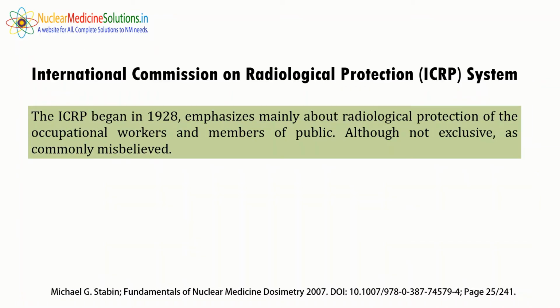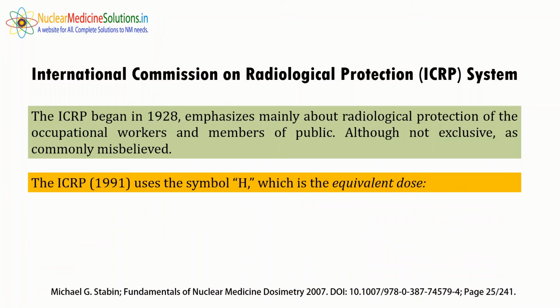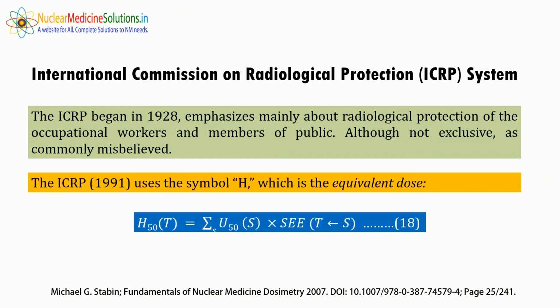The ICRP, that is the International Commission on Radiological Protection, which began in 1928, emphasizes mainly the radiation protection of occupational workers and members of the public, although not exclusively as commonly misbelieved. The ICRP system uses the symbol H, which is the equivalent dose, and the formula is H50,T = Σ U50,S × C factor, from source to target. All these details, what the 50 is, everything has been explained in previous videos.